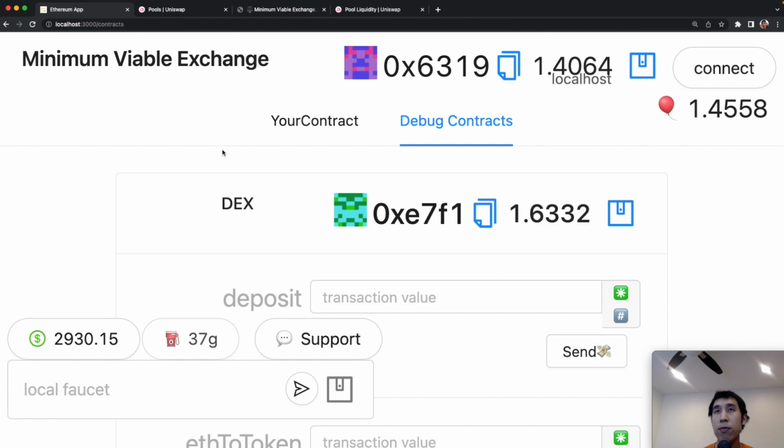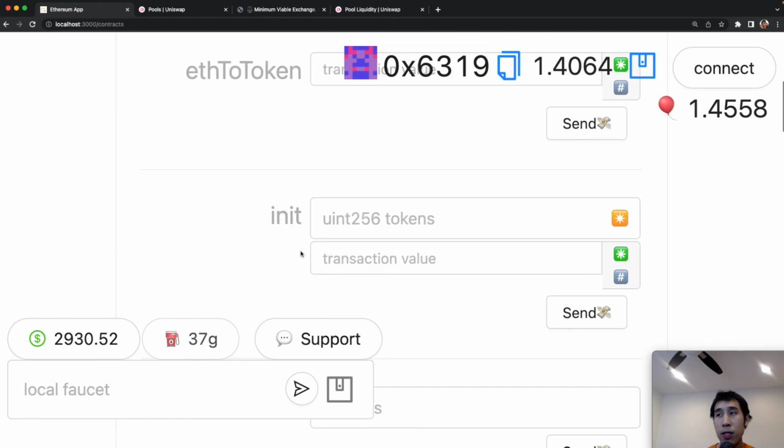In this video, I'm going to wrap up our minimum viable decentralized exchange by adding methods that allow users to deposit and withdraw liquidity. If you haven't watched the two previous videos that cover all the steps leading up to the DEX that we see here, I recommend watching those videos first.